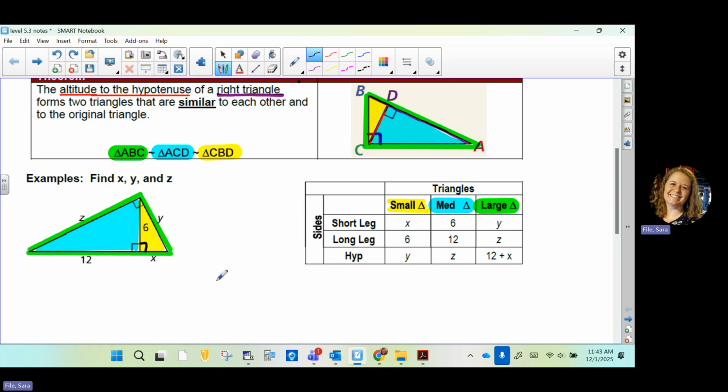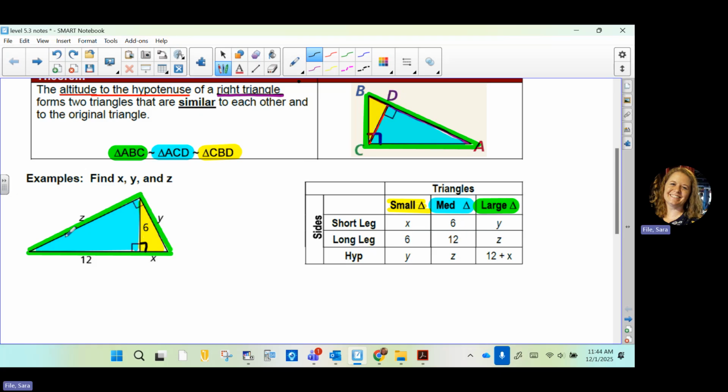In the medium triangle, here's my right angle. So across from it is Z. So Z is the hypotenuse here. Okay, the legs are the 6 and the 12. 6 is less than 12. So 6 is the short leg, 12 is the long leg.